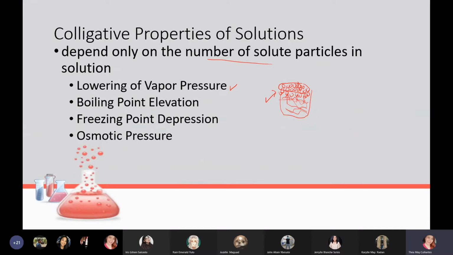Okay? Somehow, we will discover that in your laboratory. But of course, given the name, depending on the number of solute, if I add more to my water, for example, this is just pure water, I will not discuss it here yet so that you will not just read the discussion ahead. With the lowering of your vapor pressure, since I do not want my water to evaporate completely, what should I do?